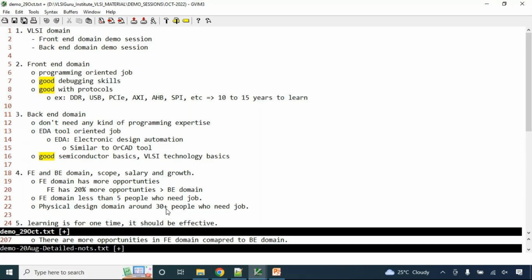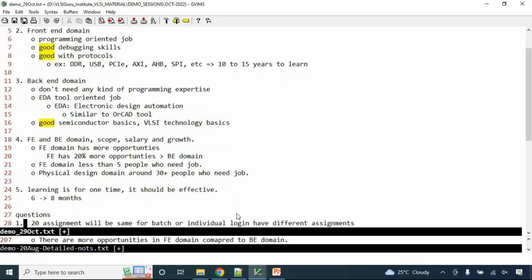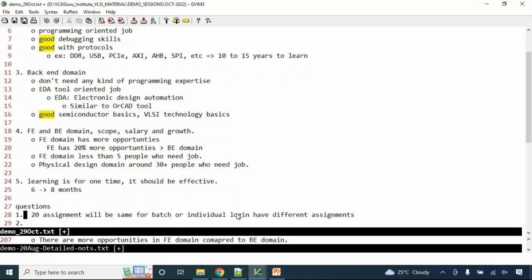Okay. Yeah, okay, thanks. Now someone asked whether the 20 assignments will be the same for the batch. Hello, sir, what do you think? One second. You can post all your questions in the chat window. I would prefer you post all your questions in the chat window. I'll take the questions and answer them one by one.